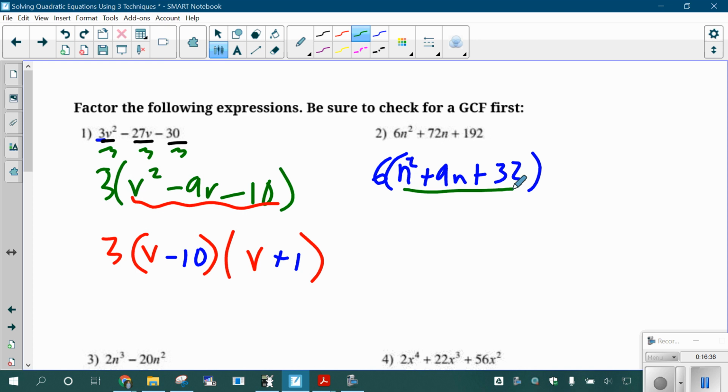Oh, wait, I'm sorry. Why did I say 9 there? That was a silly Mr. Covey mistake there. Nobody even said anything. That was bad. It's 12. Okay. So now we can keep factoring. Oops, sorry, guys. Multiplies to 32 and adds to 12, 8 and 4. N plus 8, n plus 4, and we still have the 6 left on the outside.